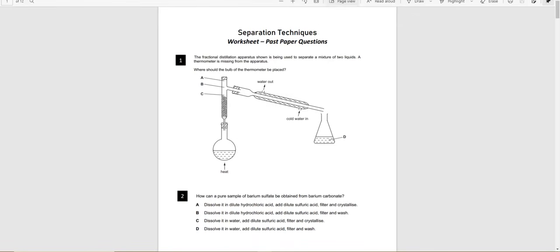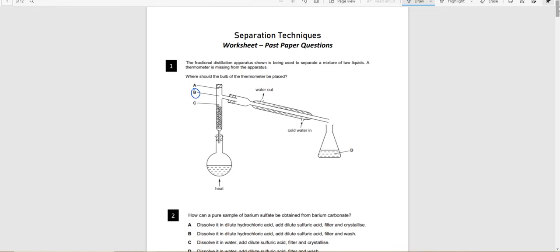Okay, question number 1. A fractional distillation apparatus shown is being used to separate a mixture of two liquids. A thermometer is missing from the apparatus. Where should the bulb of the thermometer be placed? Always remember, the bulb of the thermometer will always be in front of the opening of the condenser, because from here vapors will enter the condenser. We want to check the temperature over here. In case of water, if the temperature here is 100 degrees Celsius, we know that water will start to come here and enter the condenser. So the answer would be B.